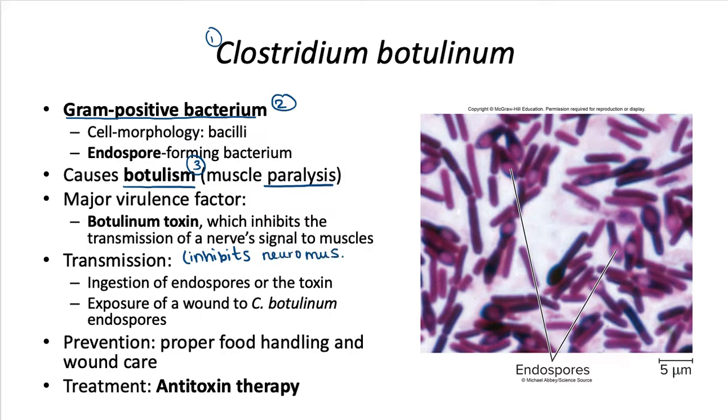So this would be a peripheral nervous system infection, which could be the disease description. Peripheral nervous system infection that causes muscle paralysis. So that would be our disease description.